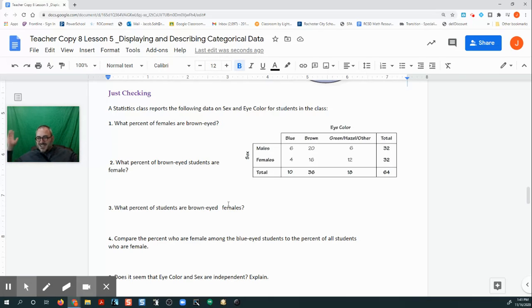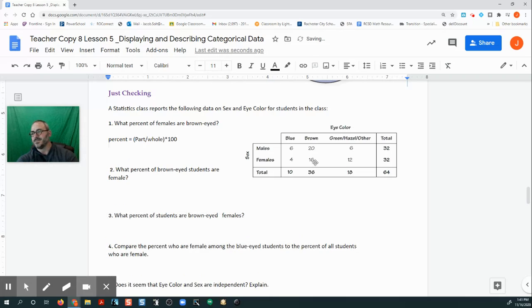All right, great. You paused me. I shut up for a minute so you could hear your own thoughts. Let me do these and we'll go over it. What percent of females are brown-eyed? So, females that are brown-eyed. Here are the females, and there are the brown-eyed females: there's 16. It asks, what percent of females are brown-eyed? And percent equals part divided by whole times 100. That's what percent is.